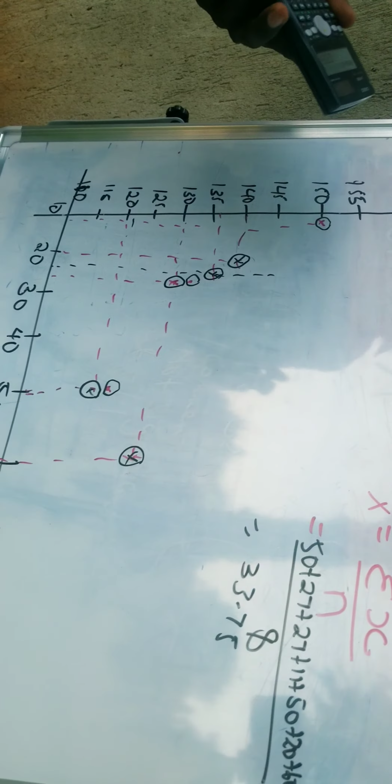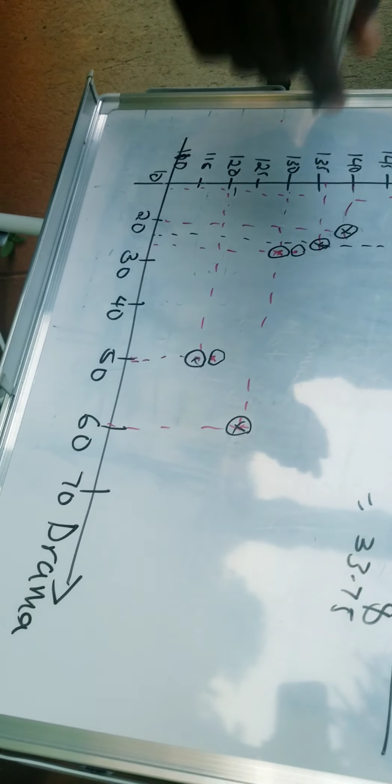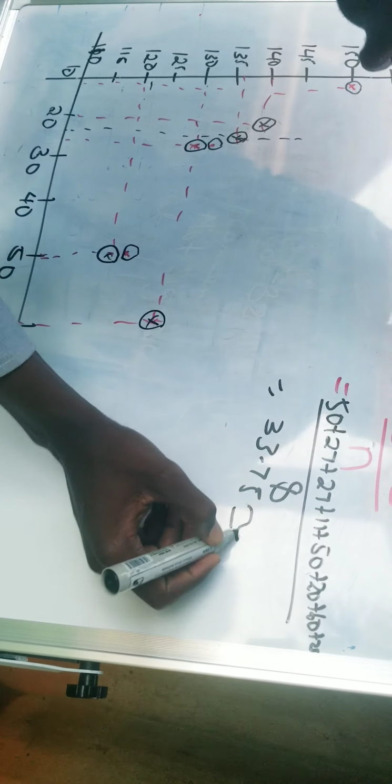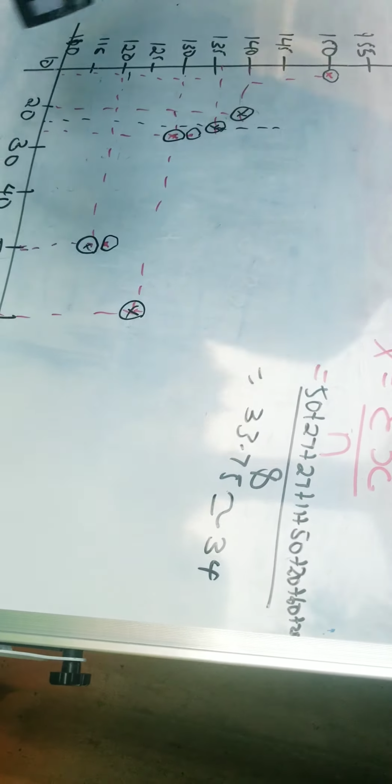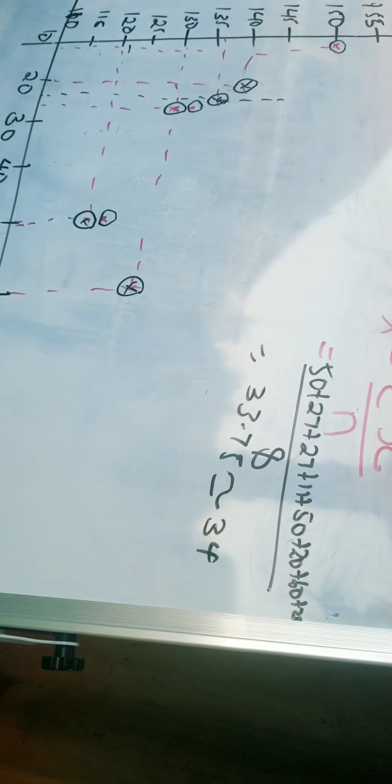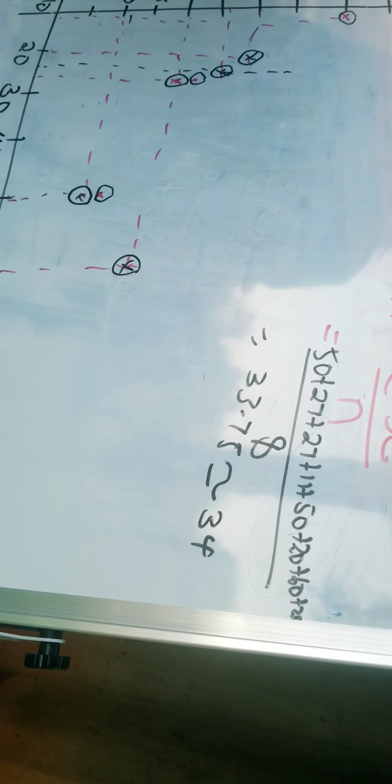The average is 33.75. However, since we are going to plot, it is acceptable to round off to the nearest whole number or 1 dp, because all we want is to get the average. You do the same for y.